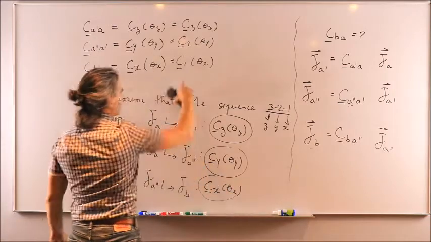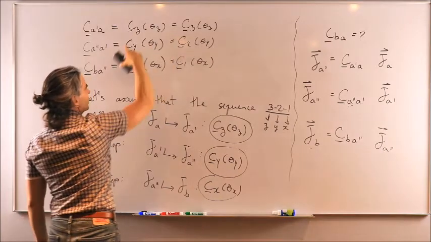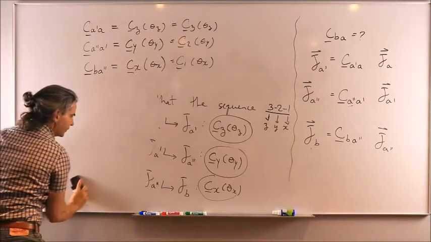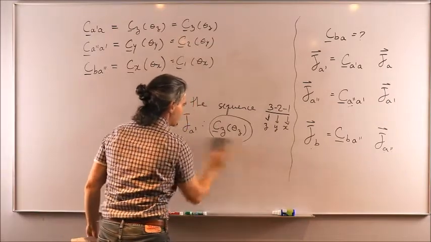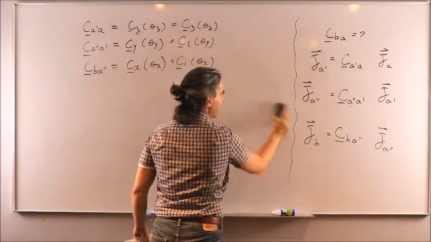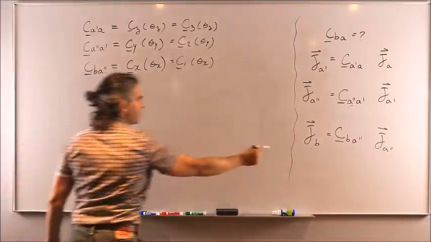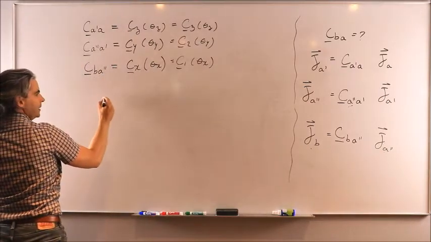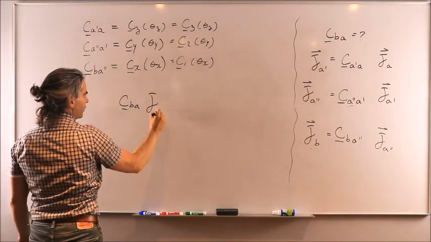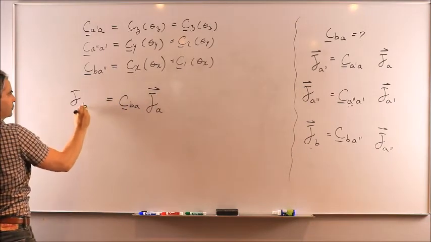So just keep in mind that 1 is always X, 2 is Y, and 3 is always Z. All right? So now that we've established that, going back to our initial question, how can we calculate CBA? Well, we know that CBA is a rotation matrix that takes us from reference frame A all the way to reference frame B.